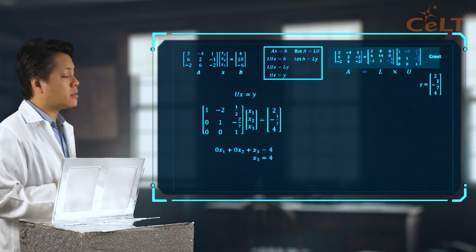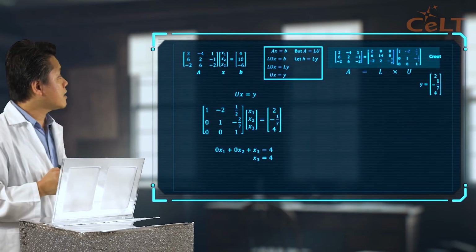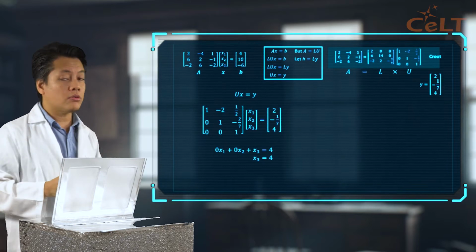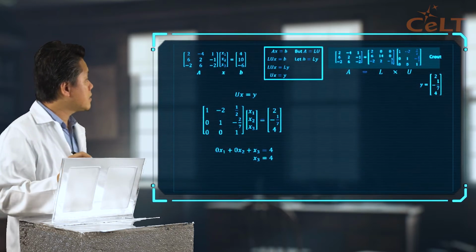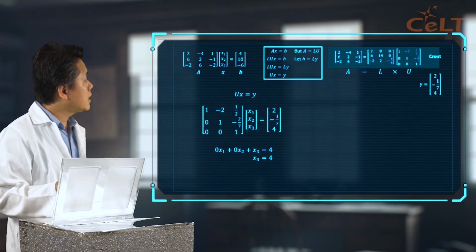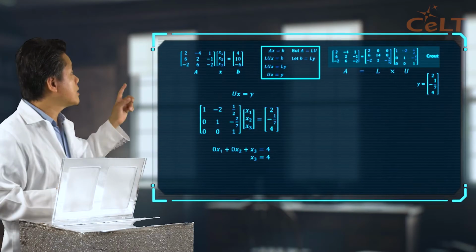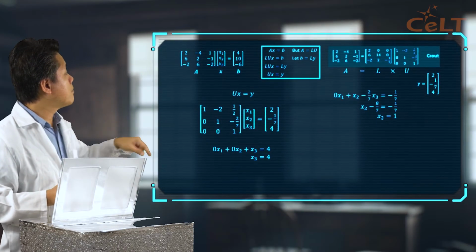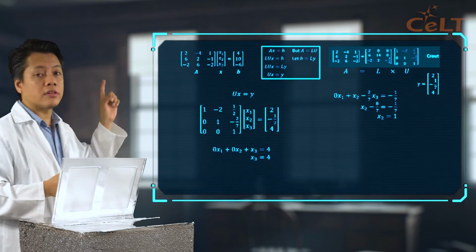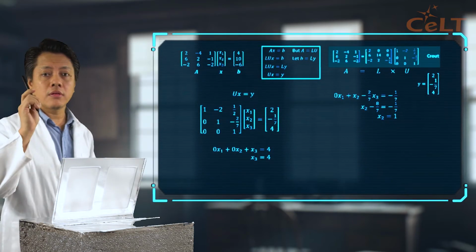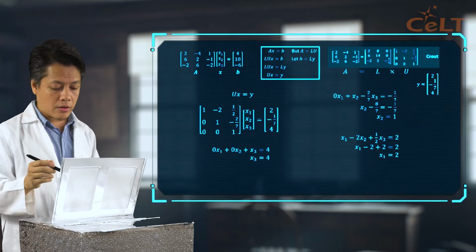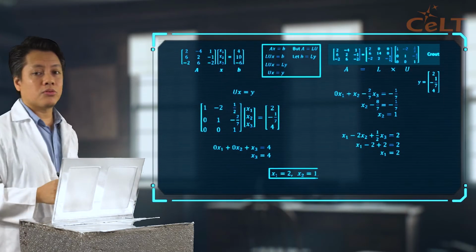Next is X2. By multiplying the second row of U and vector X, we have a 2 variable equation. Since X3 is already known, we can find out the value of X2. And lastly, variable X1. By multiplying the first row of U by vector X, we get a 3 variable equation. Since X2 and X3 are already known, we can solve easily for X1. And now we have completed Crout's method, and that is the value of X1, X2, and X3.